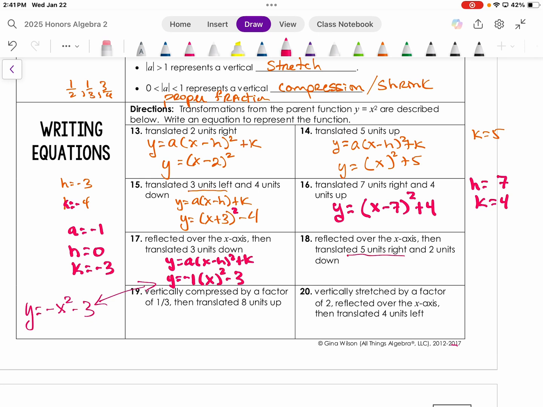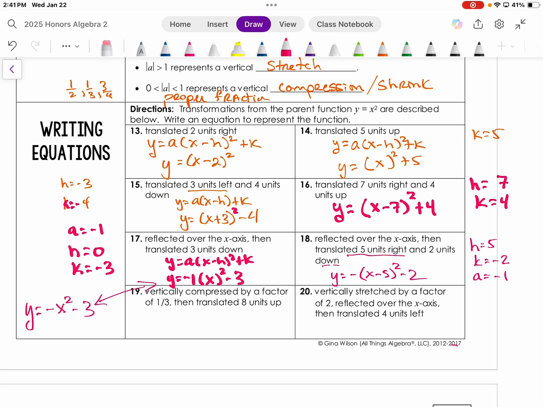Translated 5 right, 2 down. So my h is 5. My k is negative 2. And again, a has to be a negative 1 because it said it was reflected. So y equals negative parenthesis x minus 5 squared as a quantity, and then minus 2. I went for the cleaned up quick answer on that one. So, again, if you're ready just to write it like that, please write it like that, okay? I'm just trying to give you a foundation of how you can fill in the parts and go.